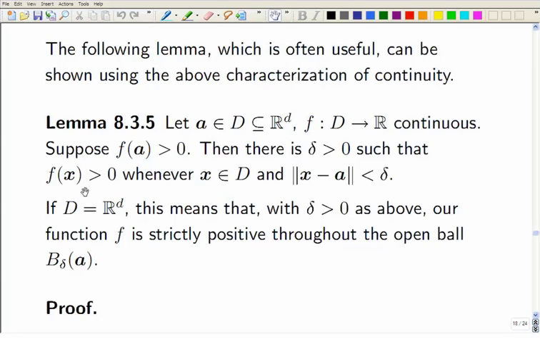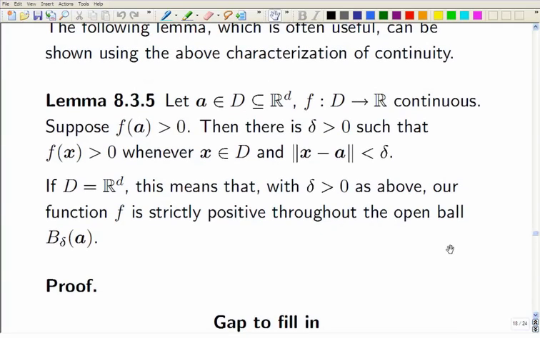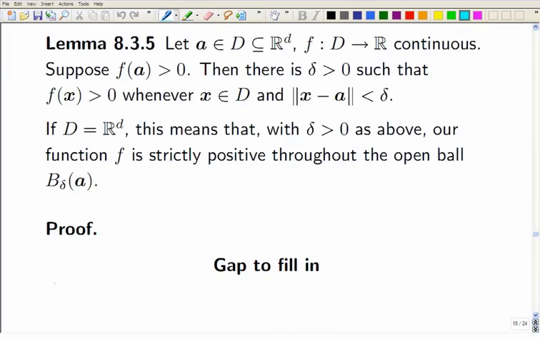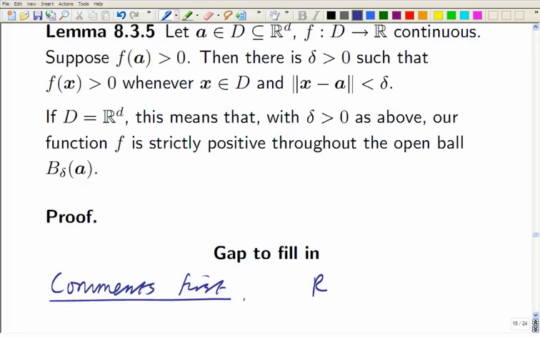Well, so let's have some comments first. First of all, what's continuity got to do with it? Let's have a different colour. Well, if you're not continuous, this result just isn't true. So the result is false without the continuity assumption.